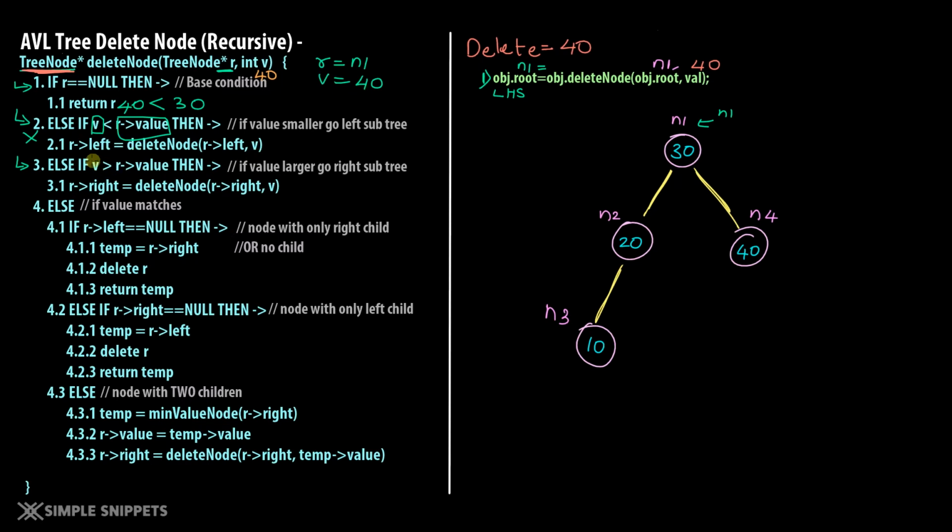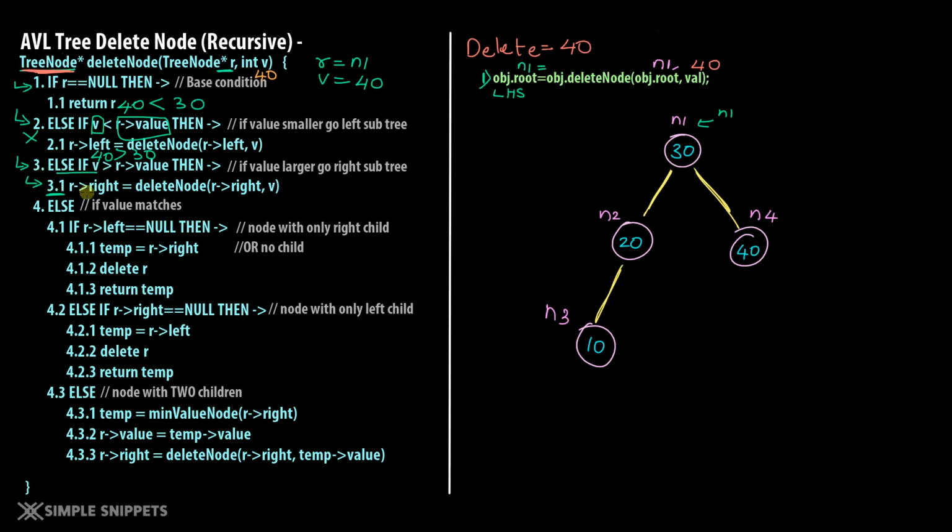V is 40, we just said that. Is 40 greater than R of value? R of value is nothing but N1's value because R is equal to N1 over here, right? What is there inside N1? It is 30. Is 40 greater than 30? Yes. So this condition has become true. So we will go inside else if, that is the third else if.